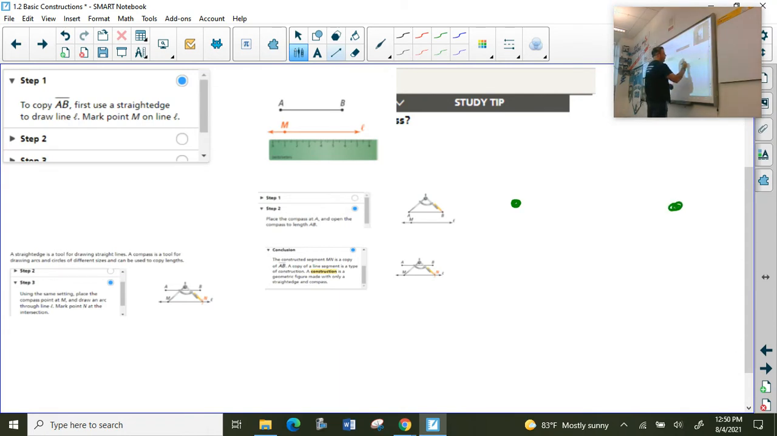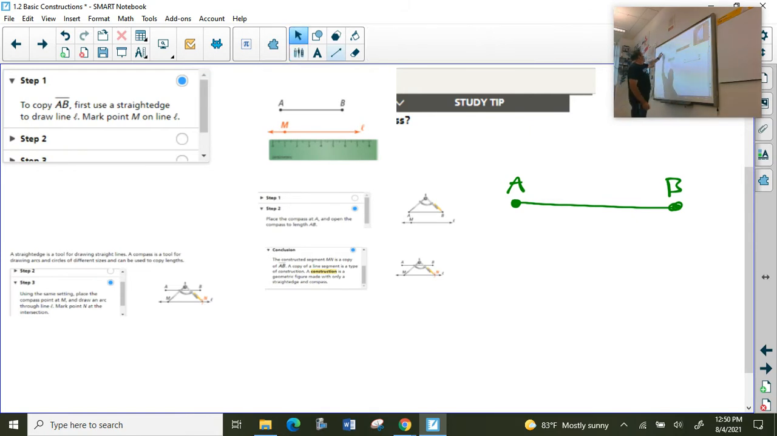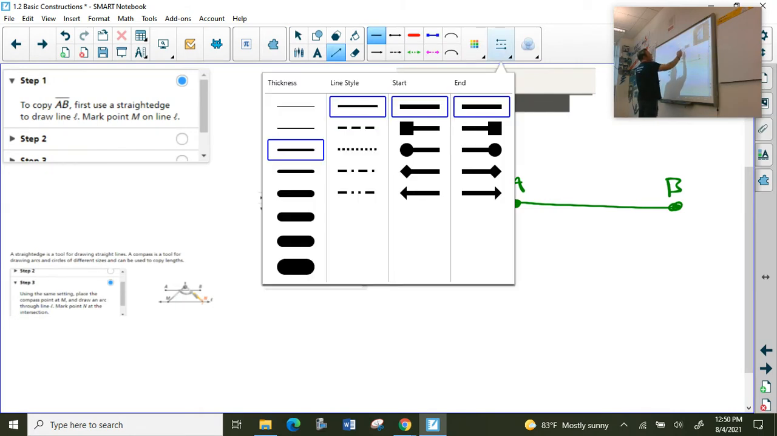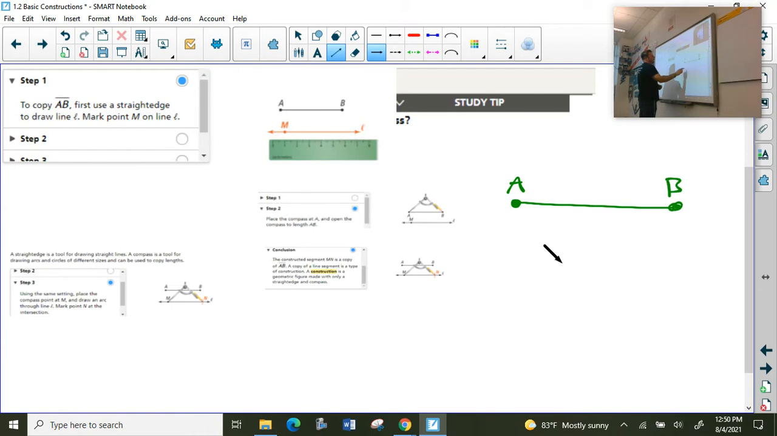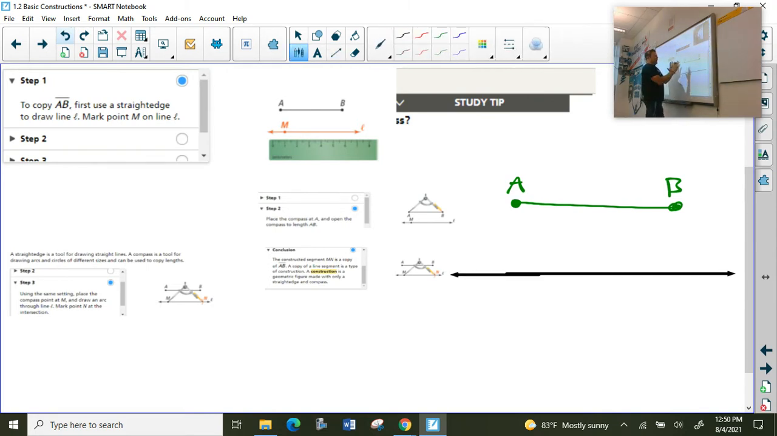I'm just going to make these a little bit bigger. So we want to copy this segment as best we can. The first thing you should do, and I'm just going to use a straight line here. Now we want to copy this exact length of the segment.